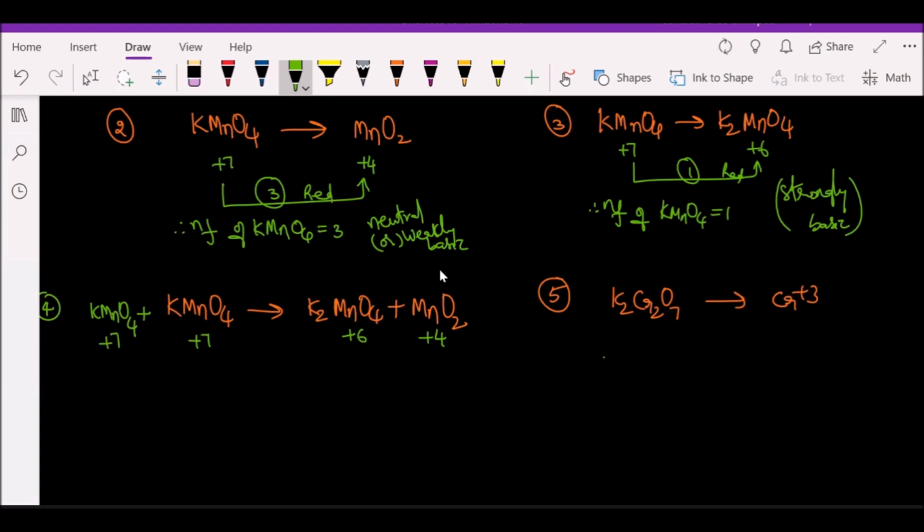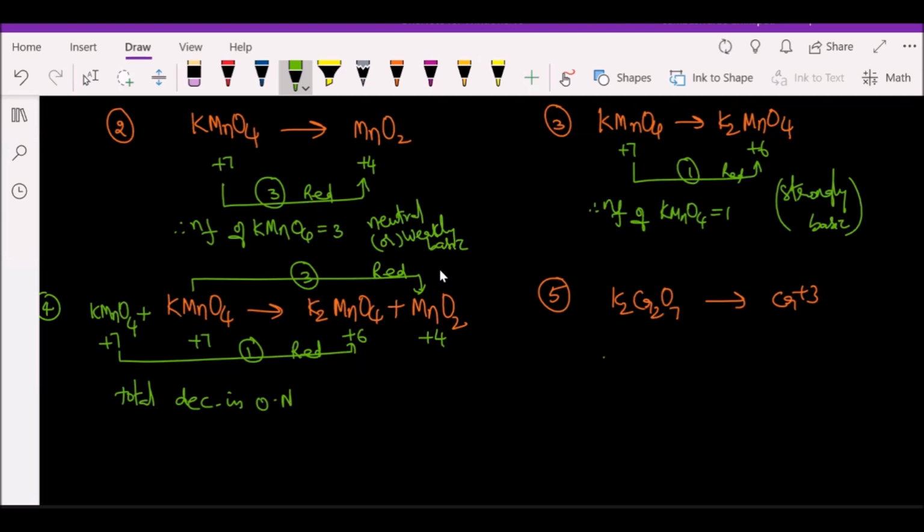So one molecule is going from plus 7 to plus 6. The other molecule is going from plus 7 to plus 4. So plus 7 to plus 6 is reduction. Plus 7 to plus 4 is also reduction. Plus 7 to plus 6, the difference is 1. Plus 7 to plus 4, the difference is 3. And both are reductions. So the total decrease in oxidation number, how much is it? 4, because 3 and 1 make 4.